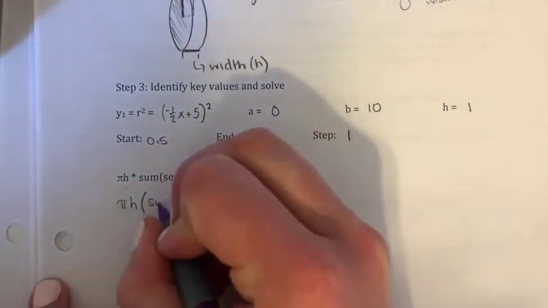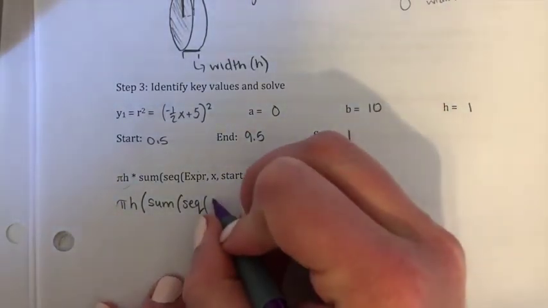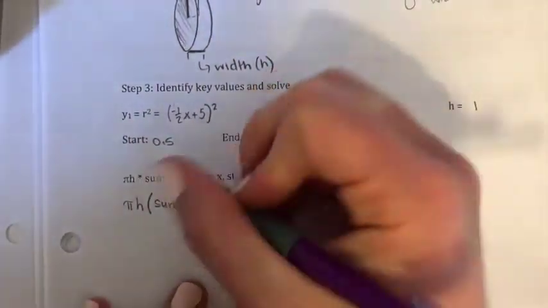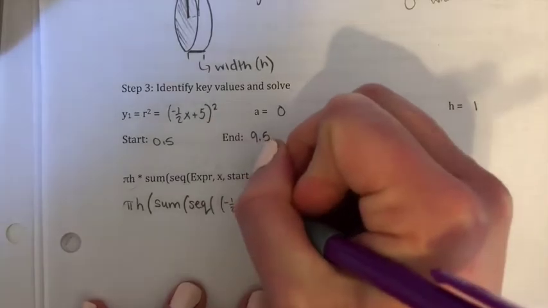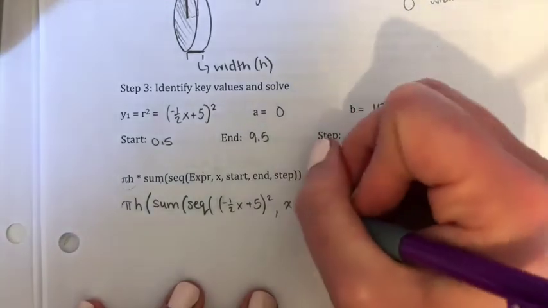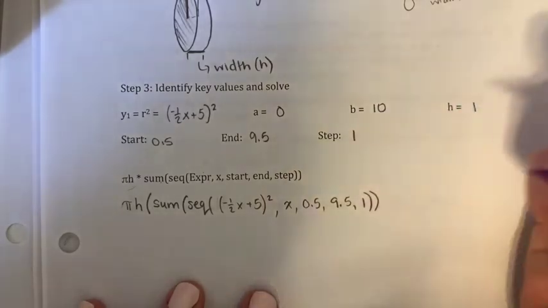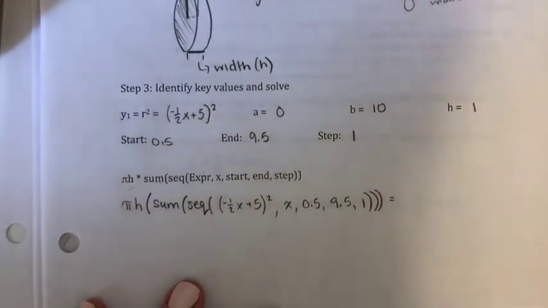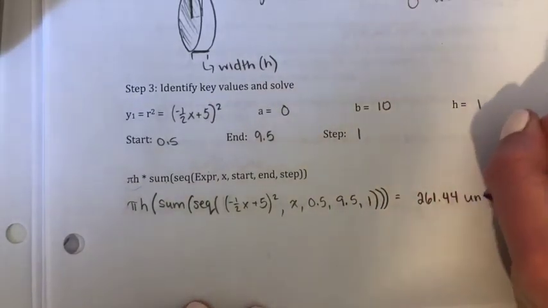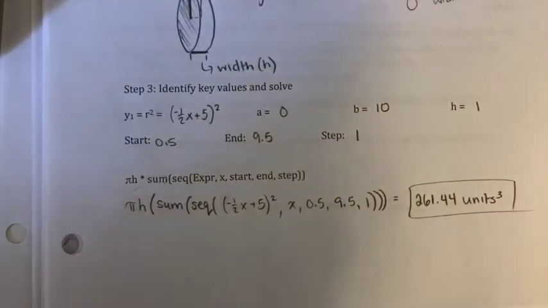So the sum of the sequence of our expression is -1/2 x plus 5, squared. X is the variable we care about. Then our start is 0.5, our end is 9.5, and our step is 1. We plug all that in, and we get 261.44. Because this is a volume, it's units cubed.